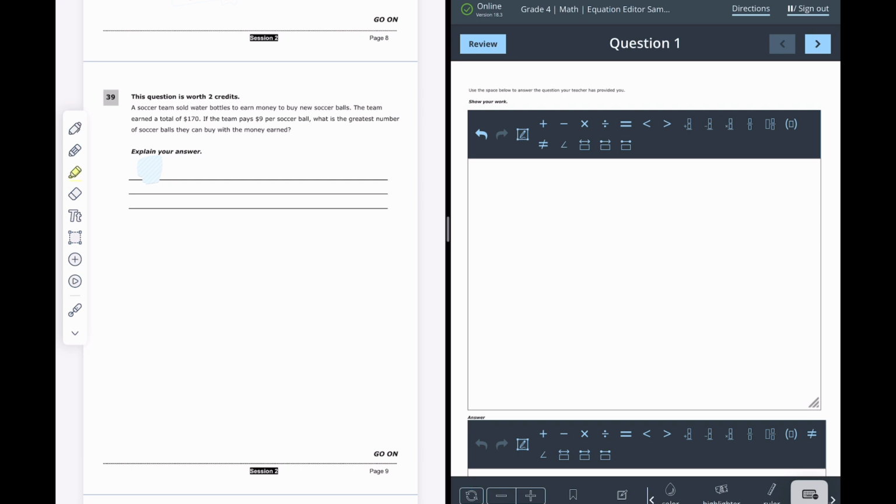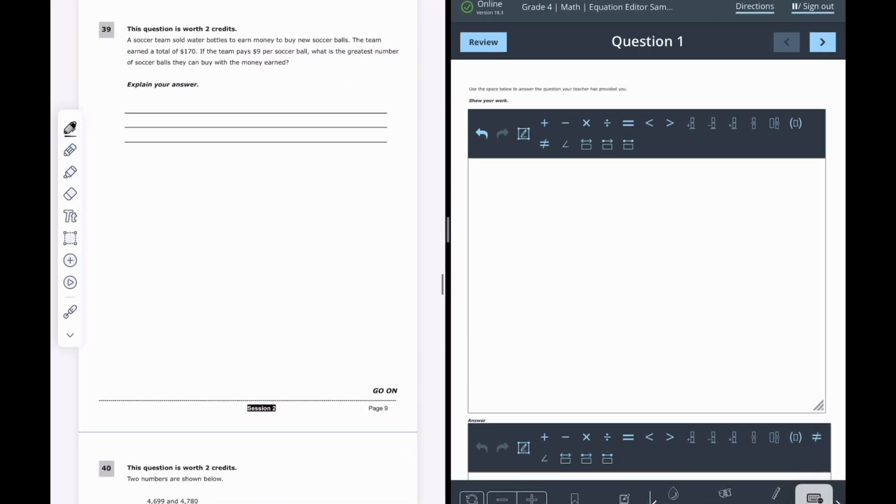A soccer team sold water bottles to earn money for new soccer balls. They earn a total of $170. If the team pays $9 per soccer ball, what is the greatest number of soccer balls they can buy? So let's check in with your work. You should have, ooh, is it 18? No. It is not 18. Let's see, erase that for a minute. The answer is actually 15. And actually, no, the answer was.